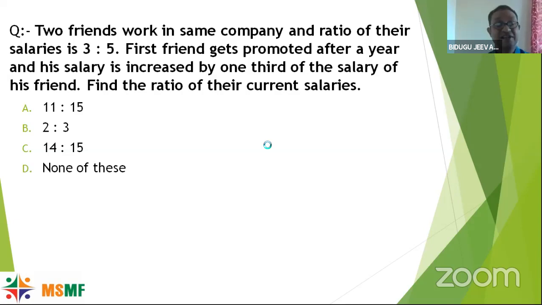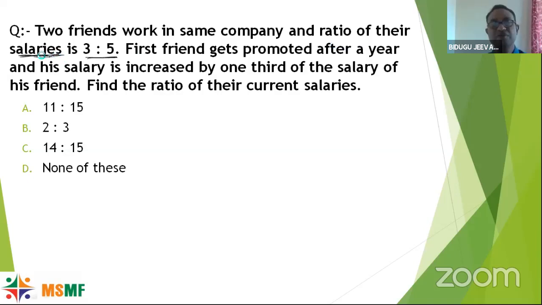Let me read the question and then leave it to you, because in the given options, you'll find none of these, which is the wonderful, tempting choice. Two friends work in the same company, and the ratio of their salaries is 3:5. Two friends, let us say A and B, their salary ratio is 3:5.